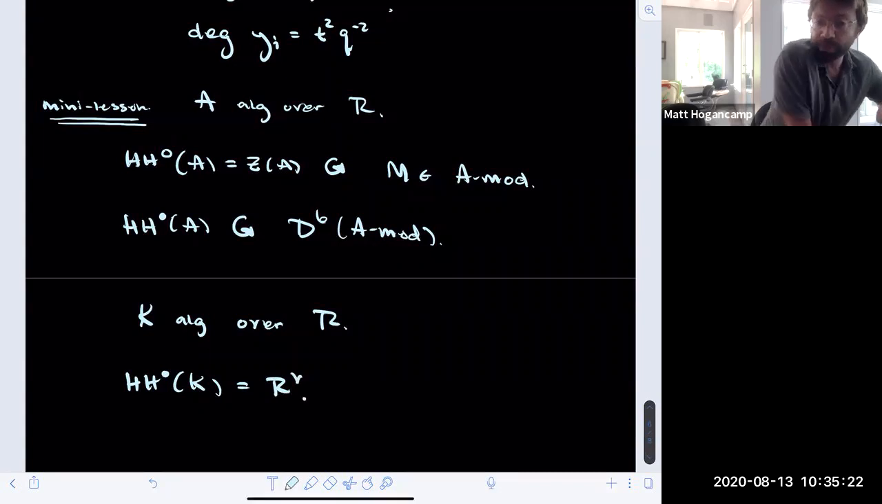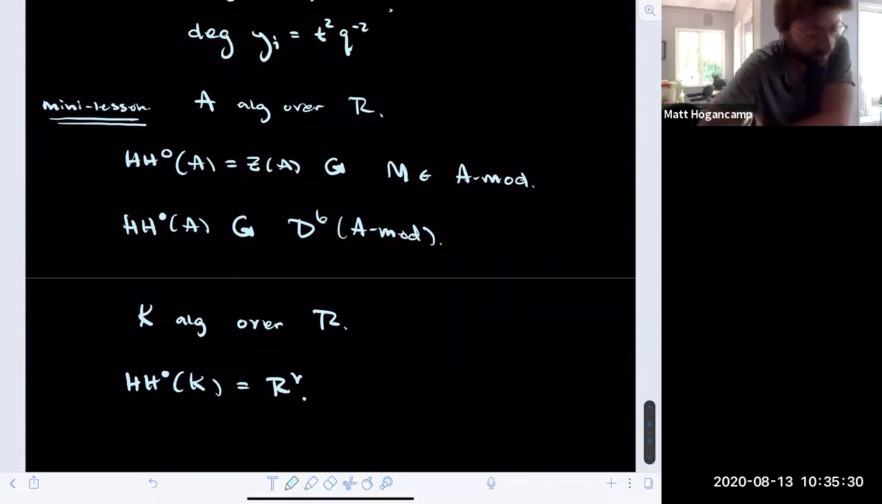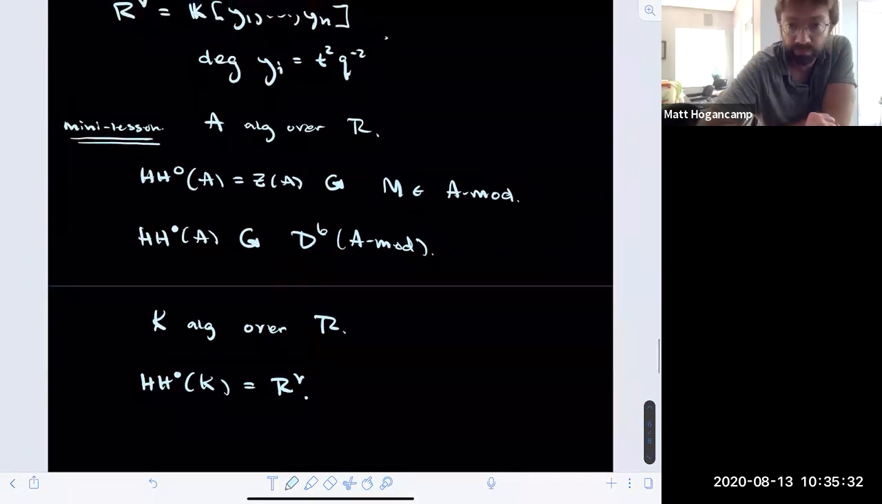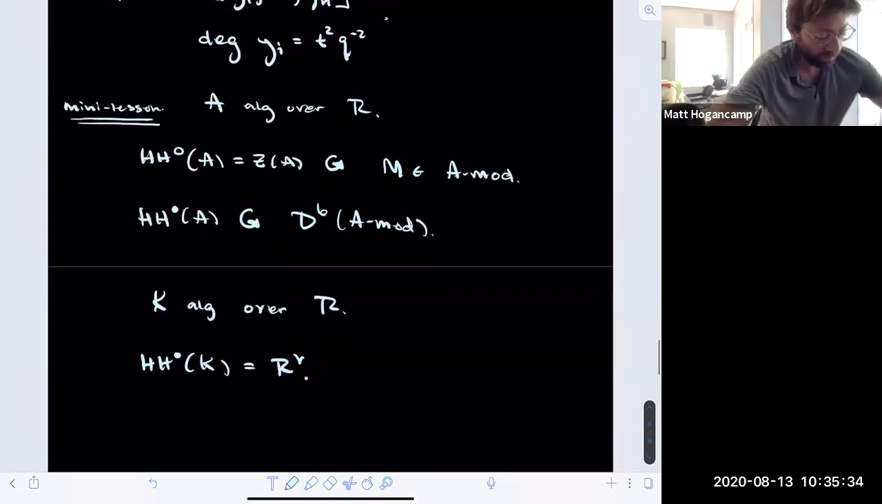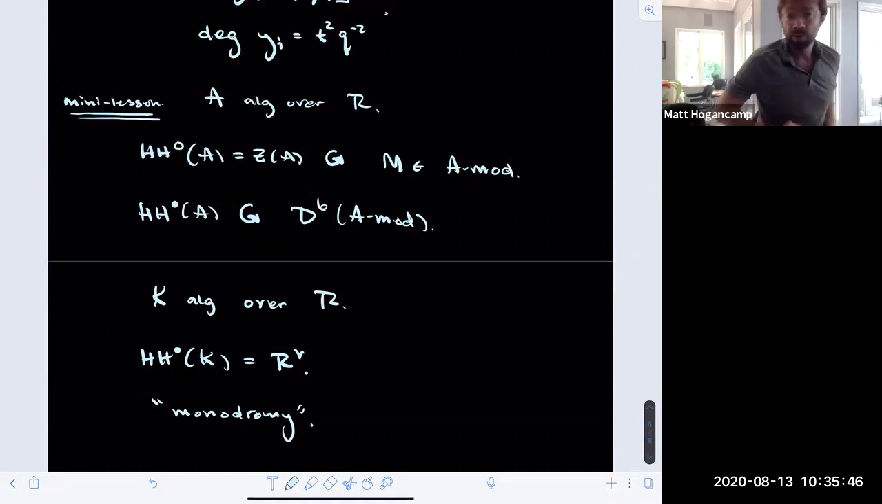So if you have a complex of K modules or a DG K module, R check will just naturally act on it. And that's where this is the monodromy action. In the word left monodromic, this is the sort of titular monodromy action. Okay, just in case you were curious.